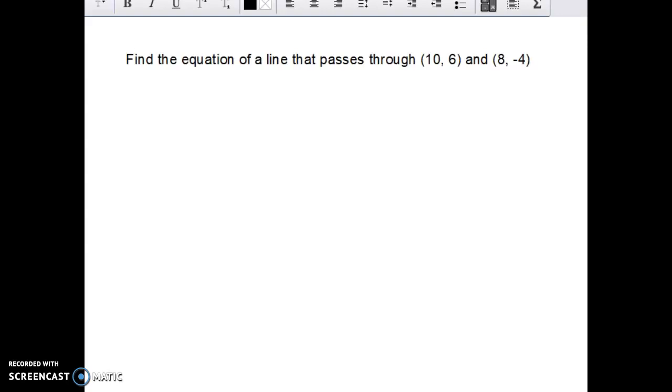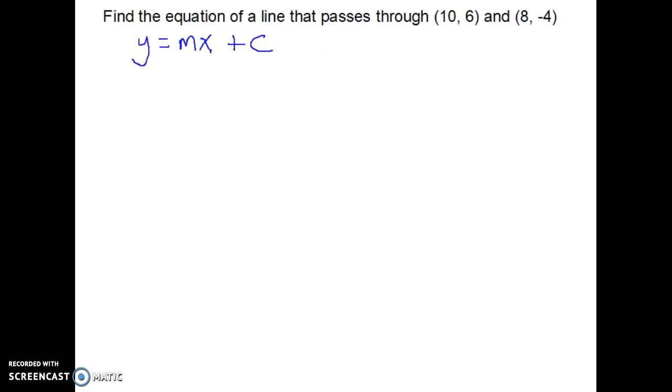First, we want to find the gradient. What we're trying to determine here is what m is. M is the gradient. We're going to subtract our y values over the difference of our x values. I can start with either y value. I can start with the 6. I can start with the -4. It doesn't matter. I'm going to start with the 6 for just y. And for x, I'm going to start with the 10.